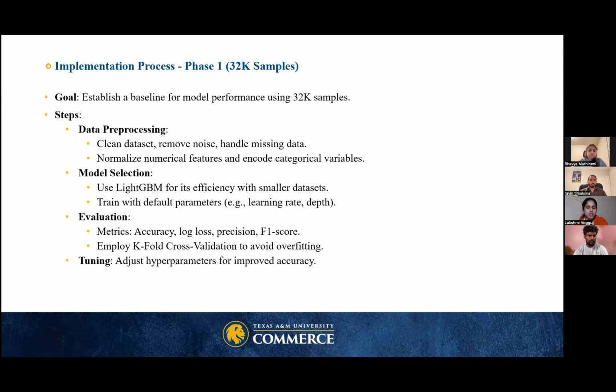Coming to phase 1, as Jashwant said, there will be 3 phases, where we'll be considering 32K samples, 60K samples, and 120K samples. Coming to phase 1, the main goal is to establish a baseline for model performance using 32K samples. The steps are data pre-processing for cleaning the data set, removing noise and handling missing data, normalizing numerical features and encoding categorical variables.